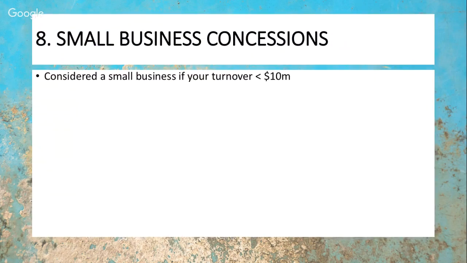Tax hack number 8, small business concessions. You're considered a small business if your turnover is less than 10 million. So if you're small, there is a tax offset available, which effectively reduces the amount of tax that you have to pay.